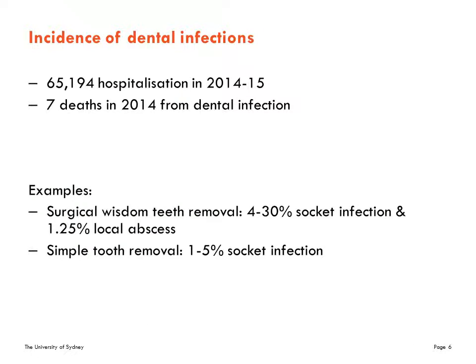Dental infection can have a serious consequence and is a burden on the public health system. Hospital records in 2014 and 15 revealed that over 65,000 admissions were due to dental infection, and 7 have resulted in death. Most dental infections, however, are localized to the problem tooth. For example, after removal of the wisdom tooth, the incidence of tooth socket infection ranges from 4 to 30%, with abscess formation just over 1% of cases. Simple tooth extraction can result in 1 to 5% of socket infection. Hence, antibiotics will be useful to control some of these infections.